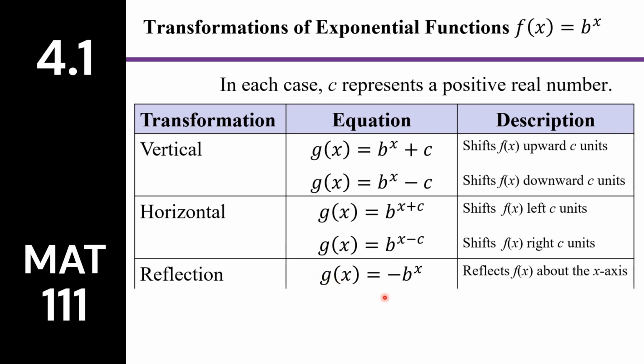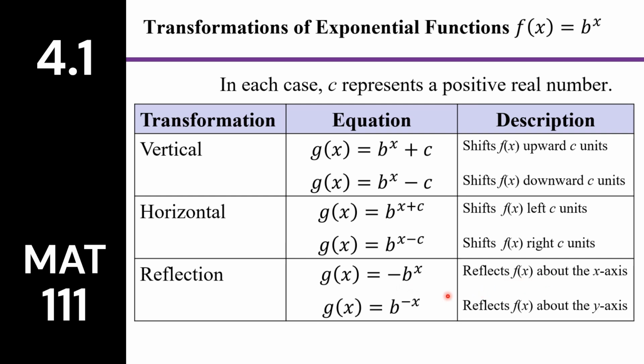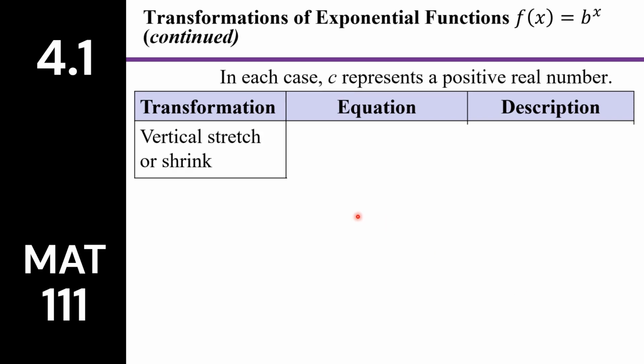We can have a reflection. If we multiply our function by a negative value, it'll be reflected about the x-axis. And if we multiply our exponent by a negative, it will be reflected about the y-axis. We have a couple more.